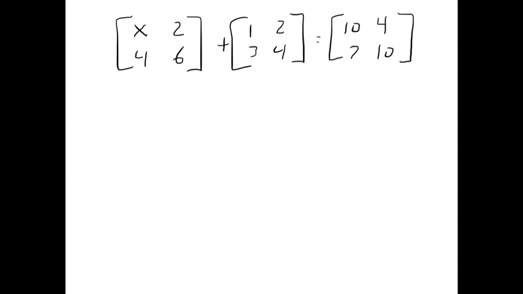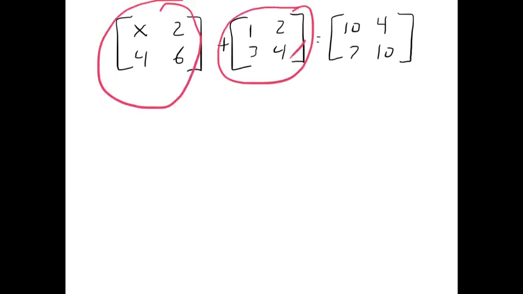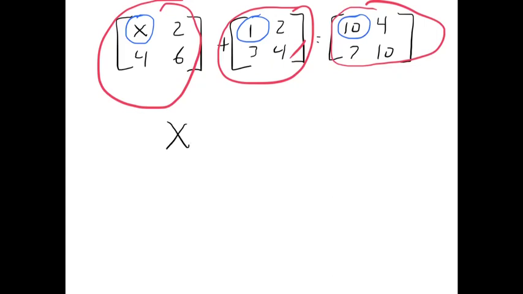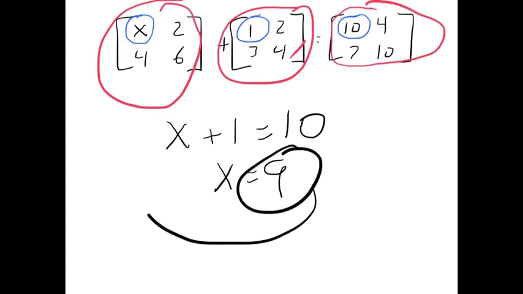Let's look at this. It looks much more complicated than it is, because we know that taking this whole matrix and adding it to this whole matrix just gives us this matrix. So that means that each individual part that gets added together to get this result just gives us one simple equation. X plus 1 equals 10. So of course, x equals 9. And that gives us the number that goes in here.